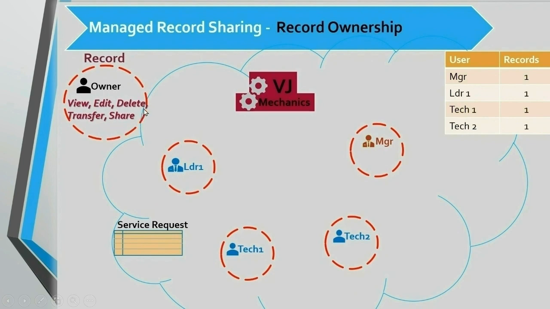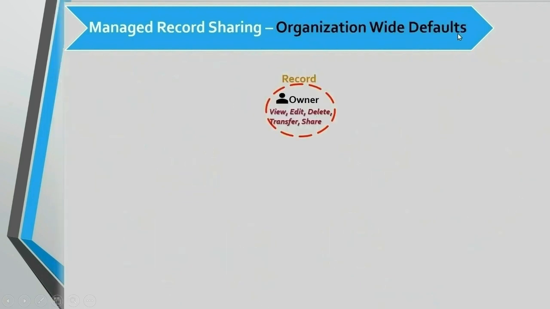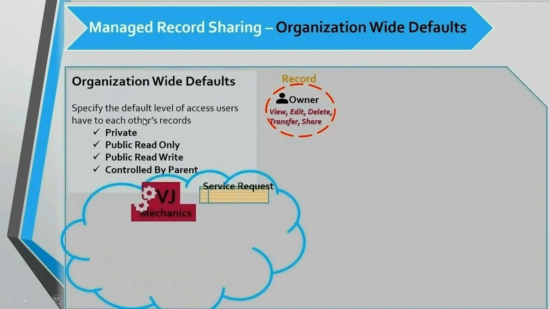If you want to give sharing access to other users, then you need to configure any of the following techniques that we are going to look into in the next slides. The next sharing technique is organization-wide defaults. I repeat one more time, whoever is the owner of the record by default gets view, edit, delete, transfer, share, that is complete access on the record that is created by the user. Under organization-wide defaults, we have the following options: private, public read only, public read write, controlled by parent. We will see them one by one.